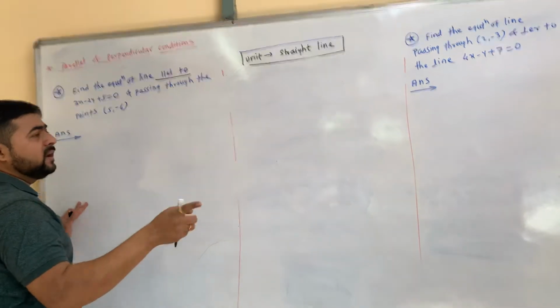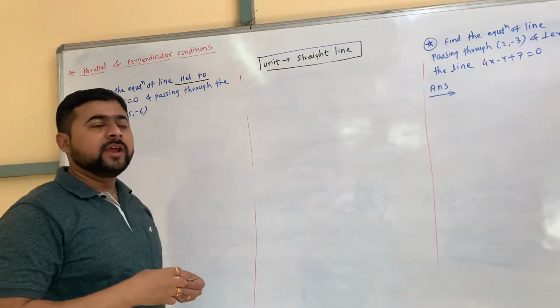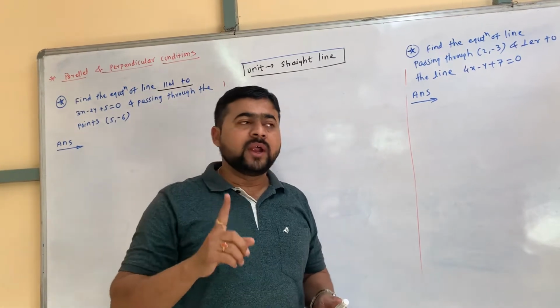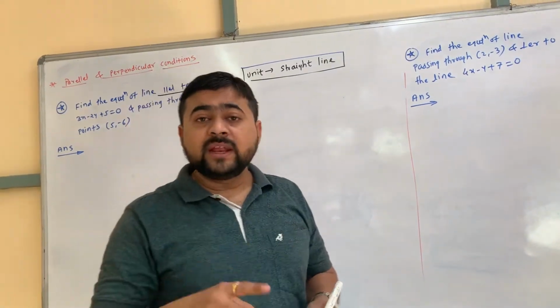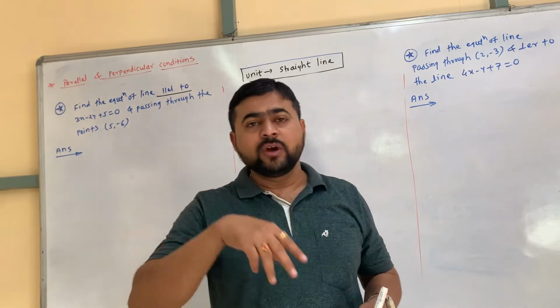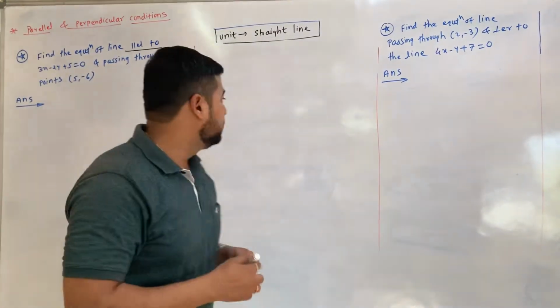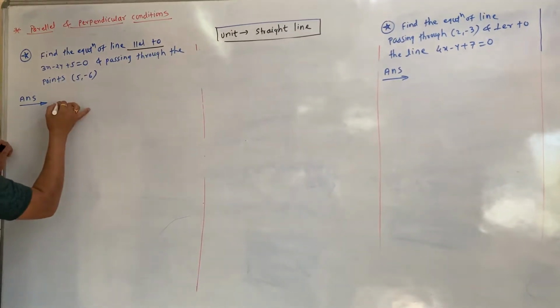We know very well the parallel condition: m1 is equal to m2. When two lines are parallel to each other, then m1 is equal to m2. And when one line is perpendicular to another line, then m1 into m2 is equal to minus 1.